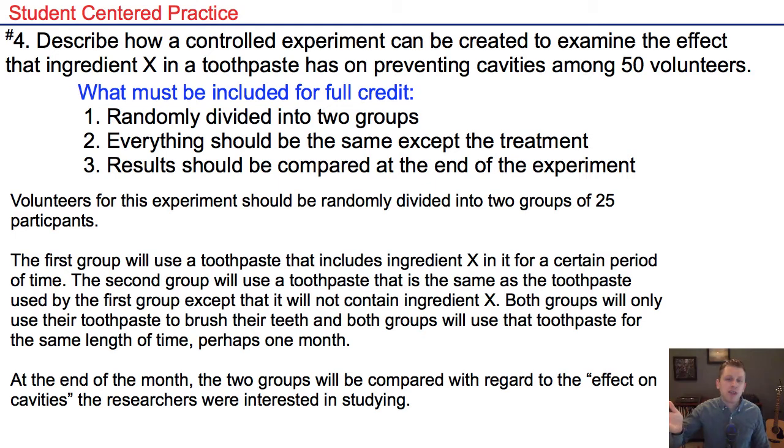Volunteers for the experiment should be randomly divided into 2 groups of 25 participants. Of course, because there's 50, if we want to keep them the same, there should be 25 in each group, randomly assigned. The first group will use a toothpaste that includes ingredient X, while the second group uses a toothpaste that does not have ingredient X. Both groups will only use the toothpaste to brush their teeth, and both groups will use the toothpaste for the same length of time, maybe a month, maybe a week, whatever. And then, of course, at the end of the month, those two groups will be compared with regard to the effect on cavities when using ingredient X.